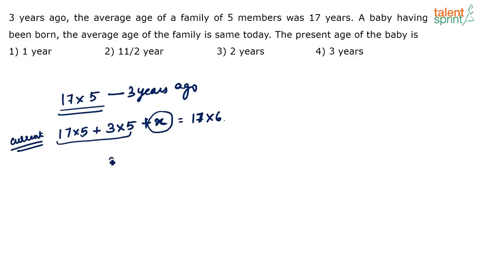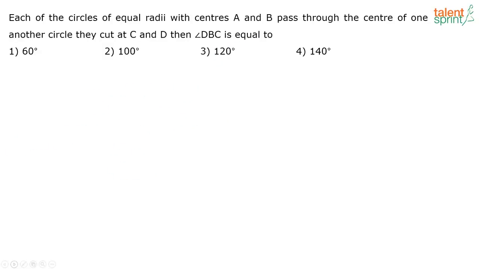Equate this, you will get x is equal to 2. Option 3. Next. Each of the circles of equal radii with centers A and B pass through the center of one another circle. They cut at C and D, then angle DBC is equal to dash.